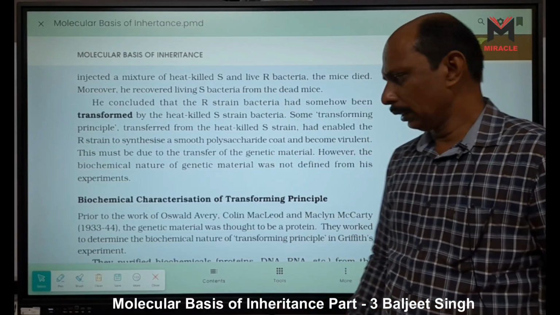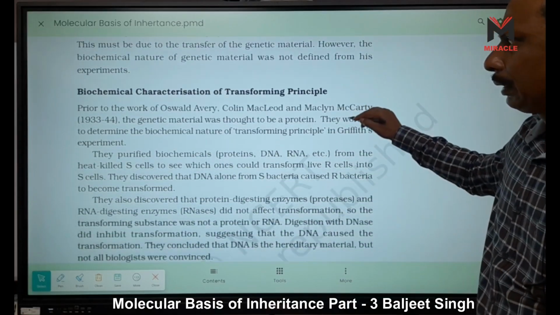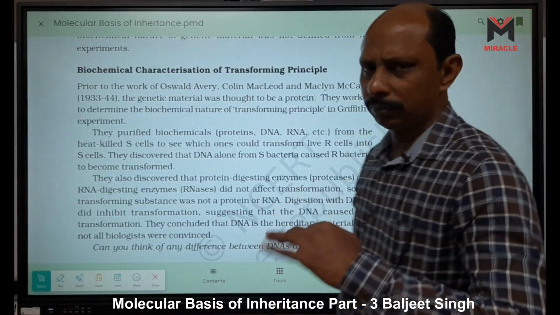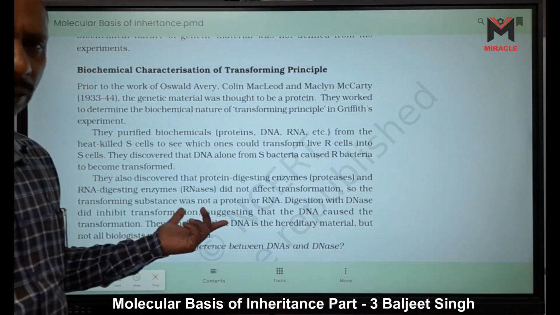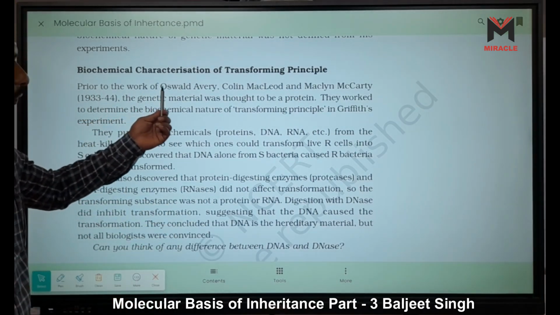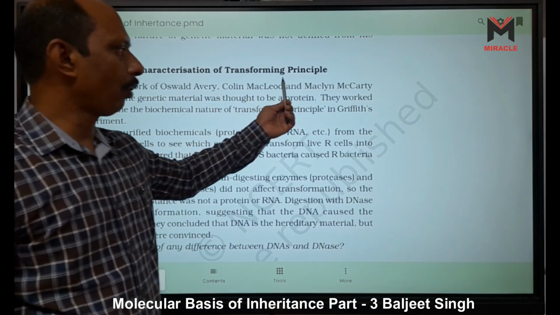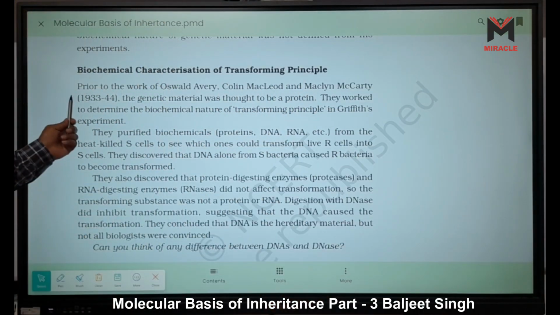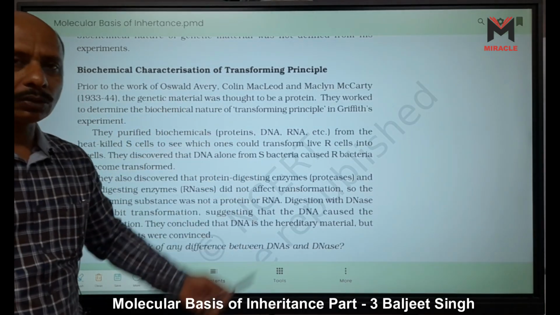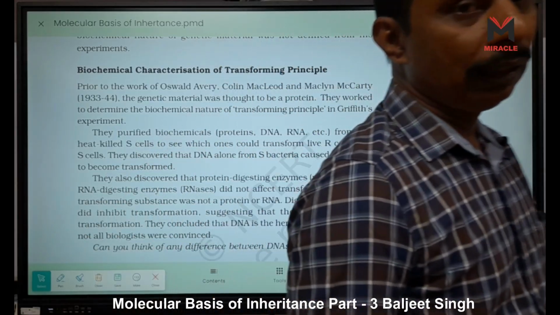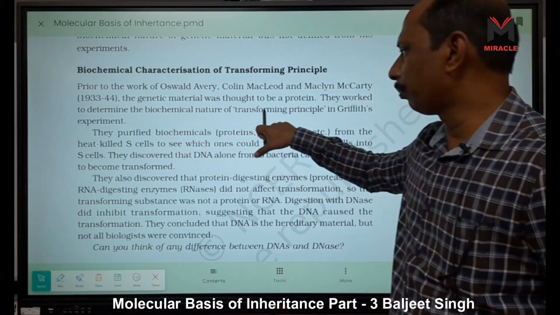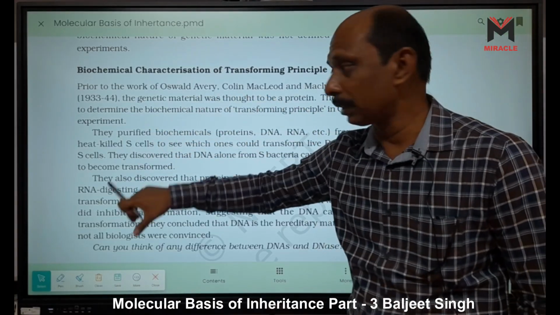Now, three scientists came and started another experiment: biochemical characterization of the transforming principle. It is the same Streptococcus pneumoniae experiment, but prior to the work of Oswald Avery, Colin MacLeod and Maclyn McCarty, from 1933 to 1944, the genetic material was thought to be a protein. At that time they thought genetic material is a protein, right? So they worked to determine the biochemical nature of the transforming principle in Griffith's experiment.